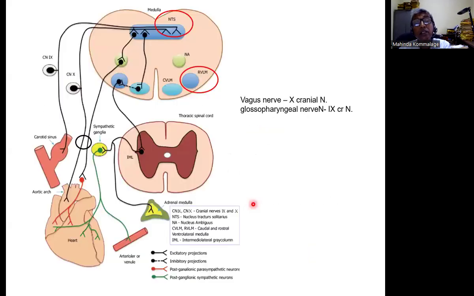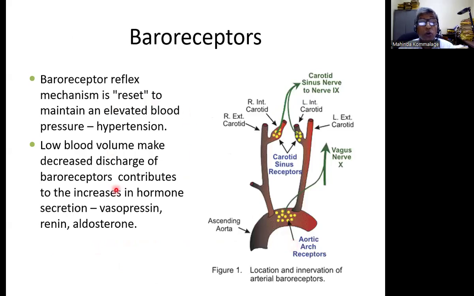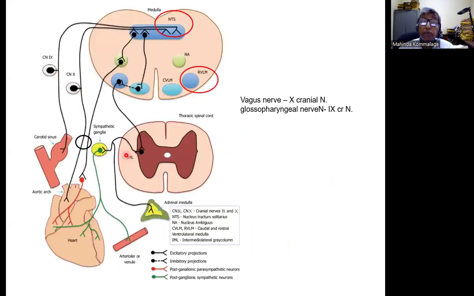Right? So you can understand that when sympathetic discharge increases, it will do something. When parasympathetic discharge increases, it will do the opposite. Basically, baroreceptor stimulation will result in vasodilatation, venodilatation, and bradycardia. Right? So later you can work out how baroreceptor stimulation through the two pathways will do vasodilatation, venodilatation, and bradycardia. Basically, it's a parasympathetic effect. So baroreceptor location and other things you can read at leisure. And this is the same diagram, as I have now explained almost all of this pathway.